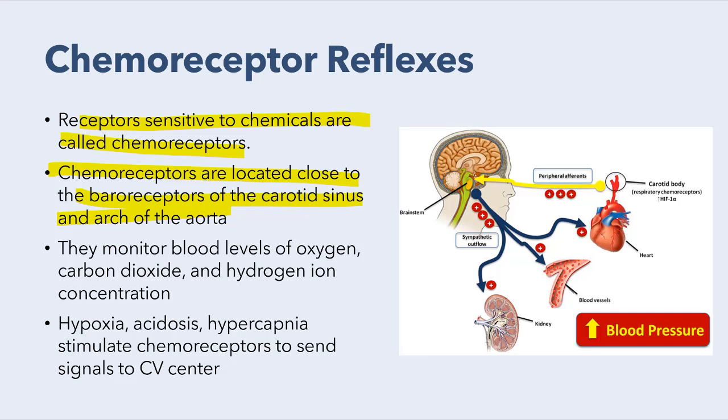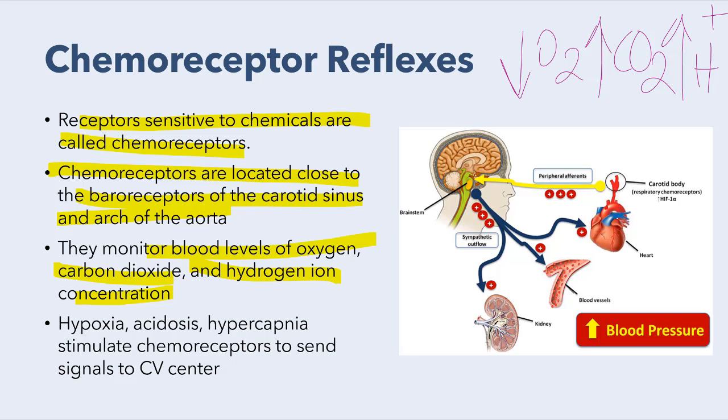So if the blood level of oxygen goes down, if the carbon dioxide level goes up, or the hydrogen ion concentration goes up, that all means that there's not enough oxygen in the blood and we need more of it. So like I said, increase in CO2, increase in H+, and decrease in O2 all mean the same thing. There's not enough O2, there's too much CO2, the blood is too acidic. And that will stimulate these chemoreceptors to fire their signals to the cardiovascular center, which then will stimulate the sympathetic response.